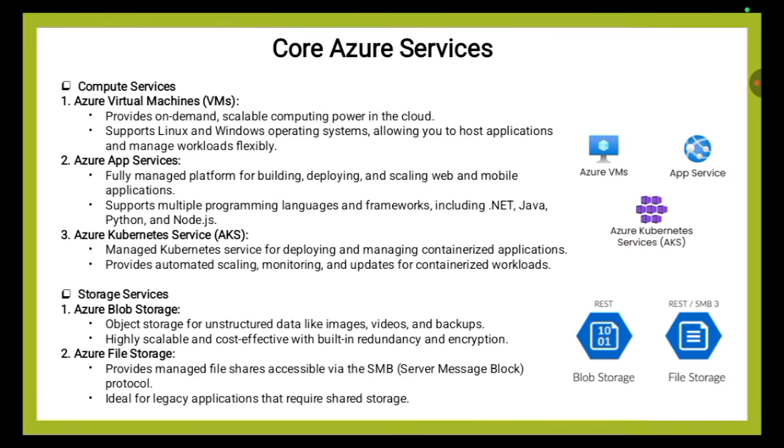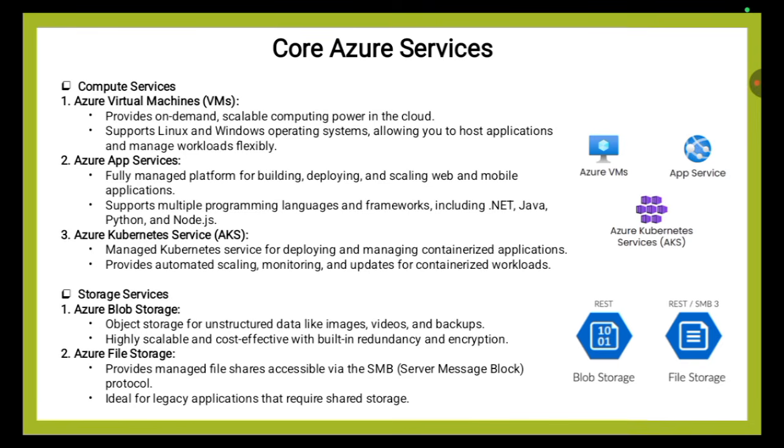3. Azure Kubernetes Services (AKS), a managed Kubernetes service for deploying and managing containerized applications. Provides automated scaling, monitoring and updates for containerized workloads. Storage services. 1. Azure Blob Storage, object storage for unstructured data like images, videos and backups. Highly scalable and cost-effective with built-in redundancy and encryption.